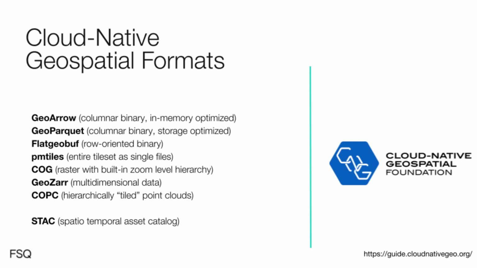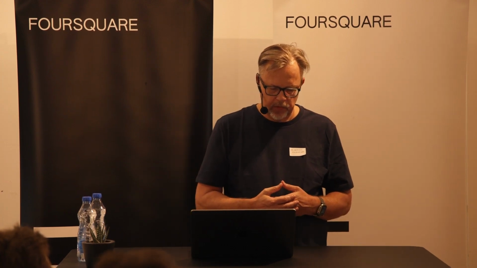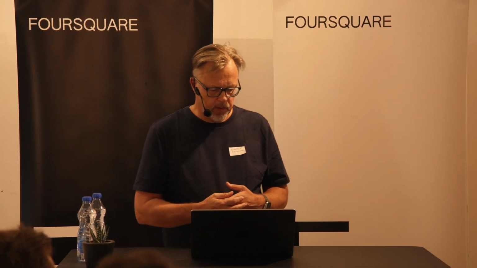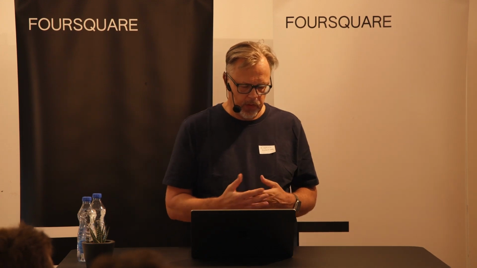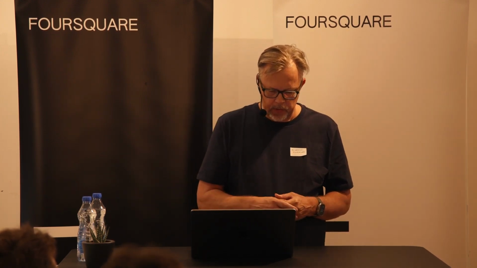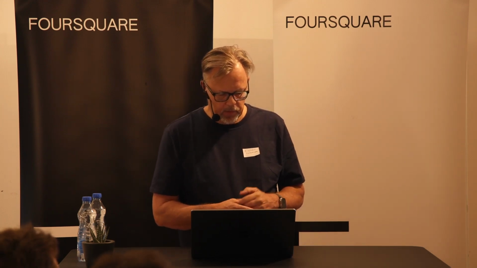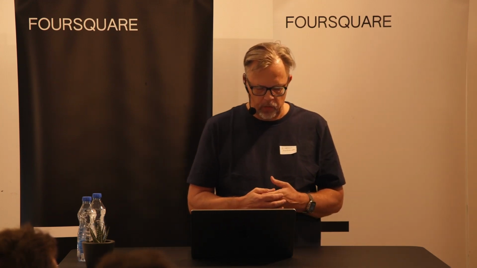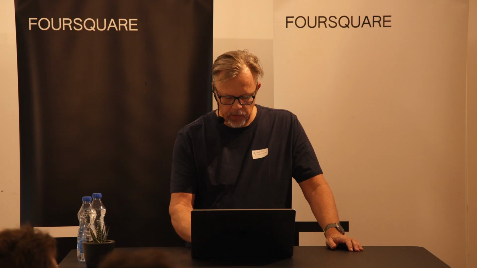There's something called COG, or Cloud Optimized GeoTIFF. These are gigantic raster files with the built-in zoom level hierarchy. There's GeoZarr for multidimensional data for machine learning and stuff like that. COPC is point clouds that also have these characteristics of being internally tiled. And something we'll come back to a little bit later is how to organize these. There's something called STAC, or the Spatio-Temporal Asset Catalogs. These are some of the exciting formats that are coming out of this revolution.